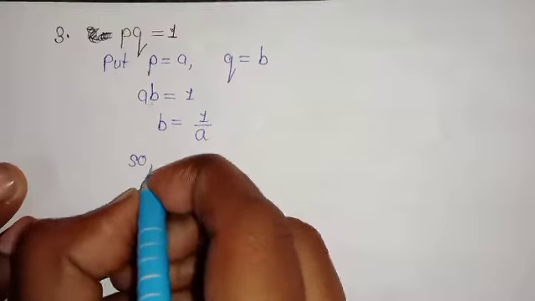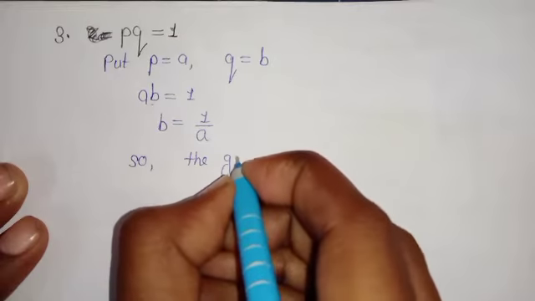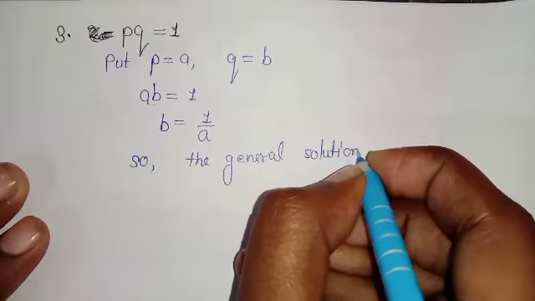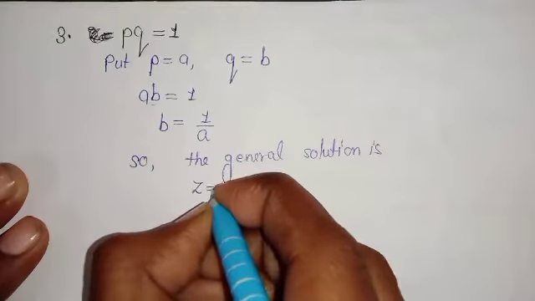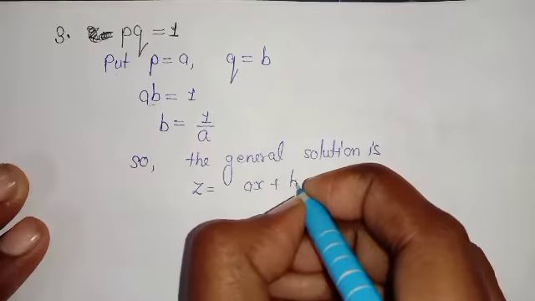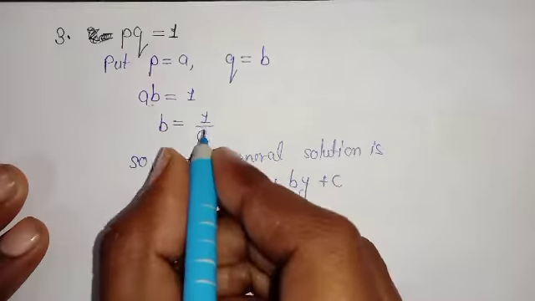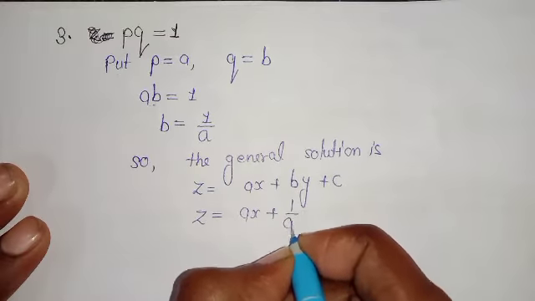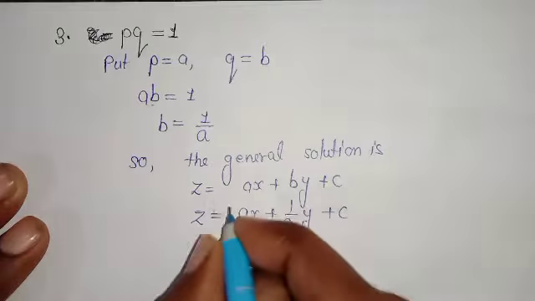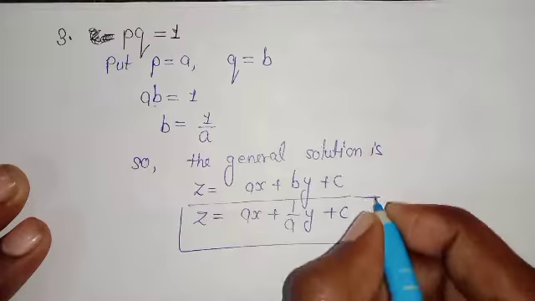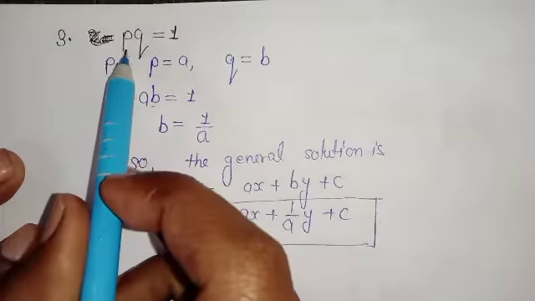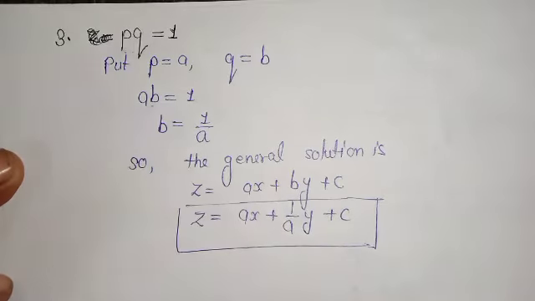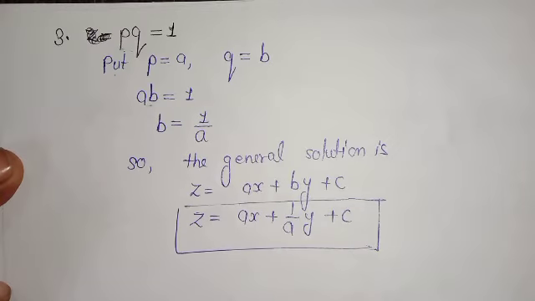So the general solution is Z is equal to AX plus BY plus C, and B is equal to 1 by A. So this takes the form AX plus 1 by A into Y plus C. So this is the general solution for this equation. So always remember, when the equation is given as a function of P and Q only, then only we can apply the first standard form.